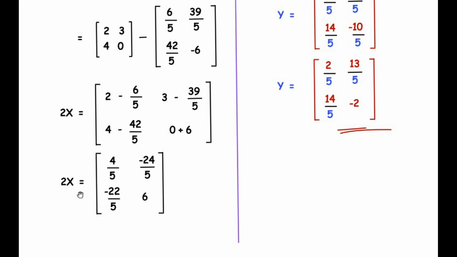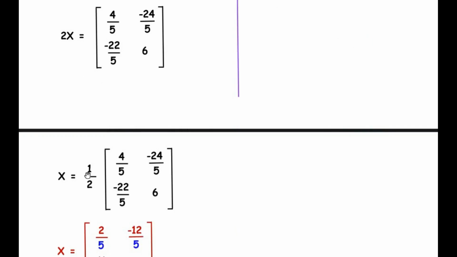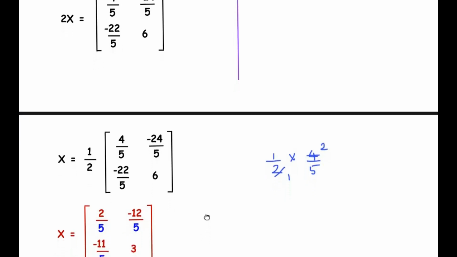Now let us take this 2 on the other side of the equal to sign. So we get x is equal to 1 over 2 times this matrix. Now 1 over 2 multiplies with each element of the matrix. So 1 over 2 times 4 over 5. Here 2 divides 4. That is 2 1 times is 2 and 2 2 times is 4. So the first element we get here is 2 over 5. Similarly 1 over 2 multiplies with negative 24 over 5. So 2 divides 24 giving us minus 12. So the second element is minus 12 over 5.